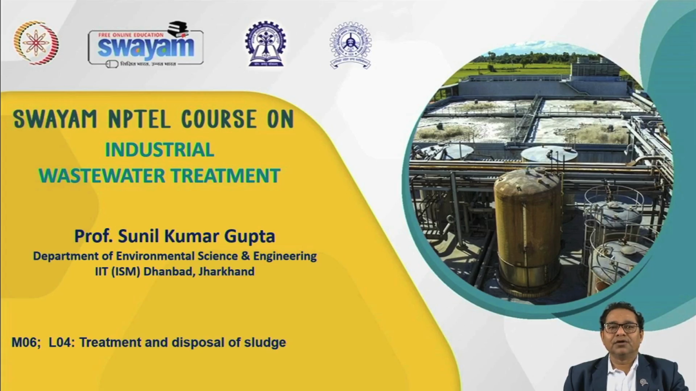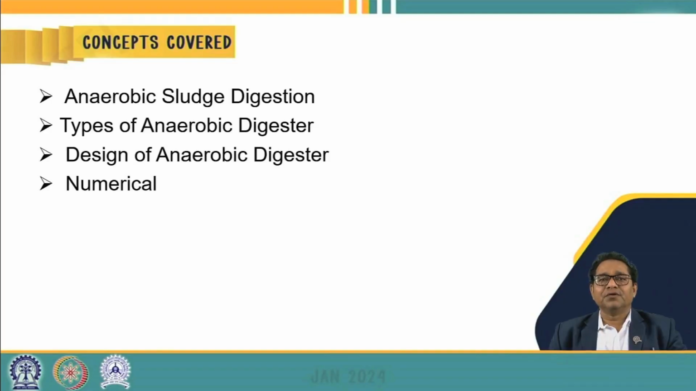All. Today I am going to deliver lecture 4 of module 6, which is on treatment and disposal of sludge. Under this we will be covering the basic concepts of the anaerobic sludge digestion process. Then we will be discussing the types of anaerobic digesters we design. And then finally we will be looking into the various design parameters which are used for design of a digester, followed by numerical examples which will illustrate the application of these design concepts in design of anaerobic digesters.